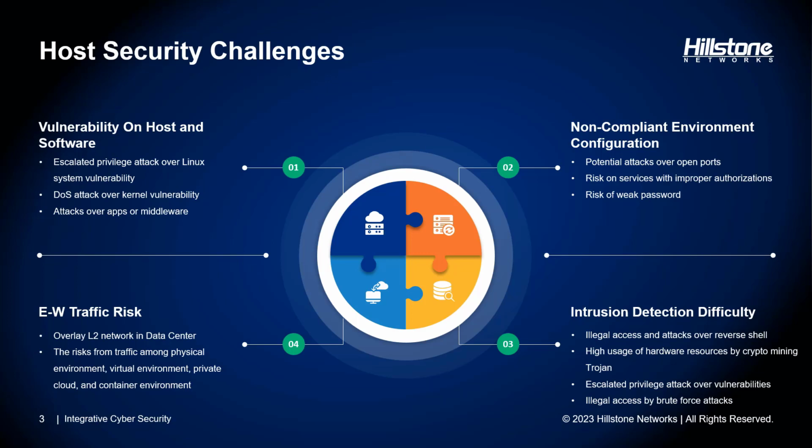The next genre of host security challenges is ensuring the environment configurations are compliant. Open ports by themselves aren't necessarily bad, but if ports are left open and the network and security configurations are not compliant, then these open ports become points of vulnerability that can be exploited. Other examples of improper environment configurations are improper authorizations being assigned to certain users, or even the simple weak password trope where passwords are not up to a certain standard and are easy to exploit.